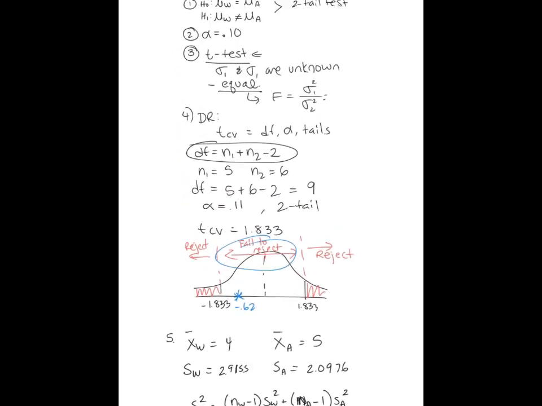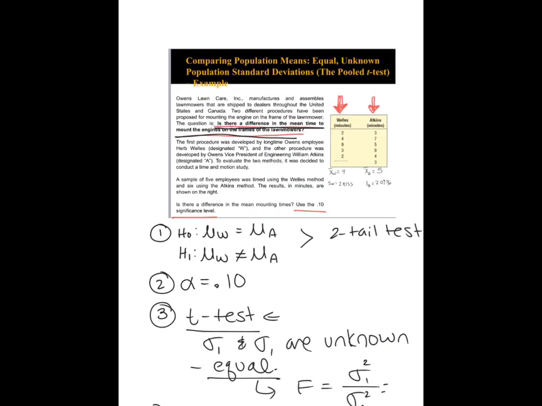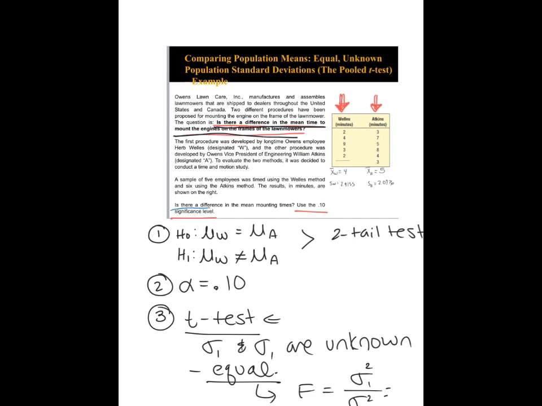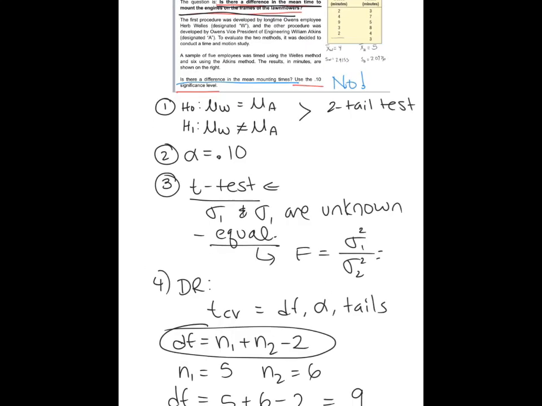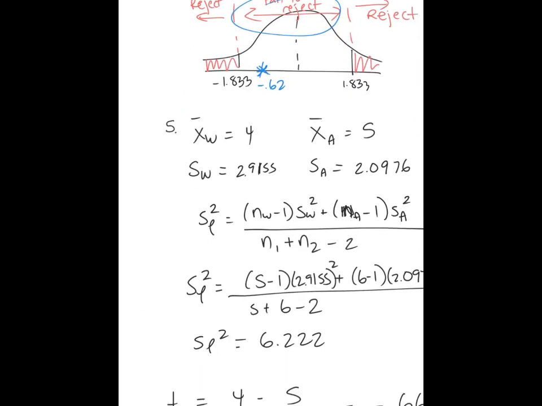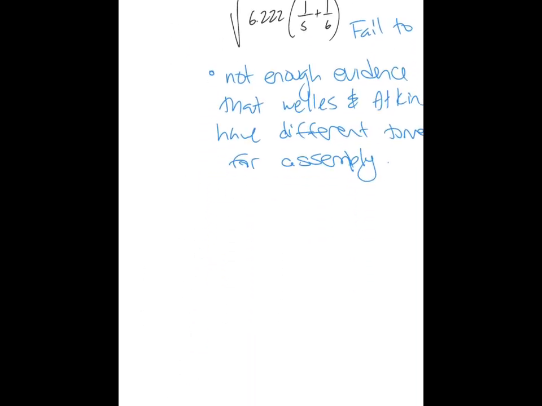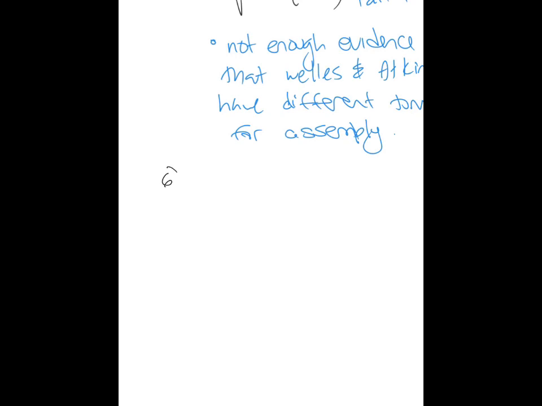So the first question, the alternate hypothesis question here, is there a difference in the mean mounting times? We would say no, there is not a difference. Now don't forget, we do have a step 6, and step 6 is our p-value. So we need to find the p-value for this question. It'll be a fairly large number. We're going to fail to reject the null.